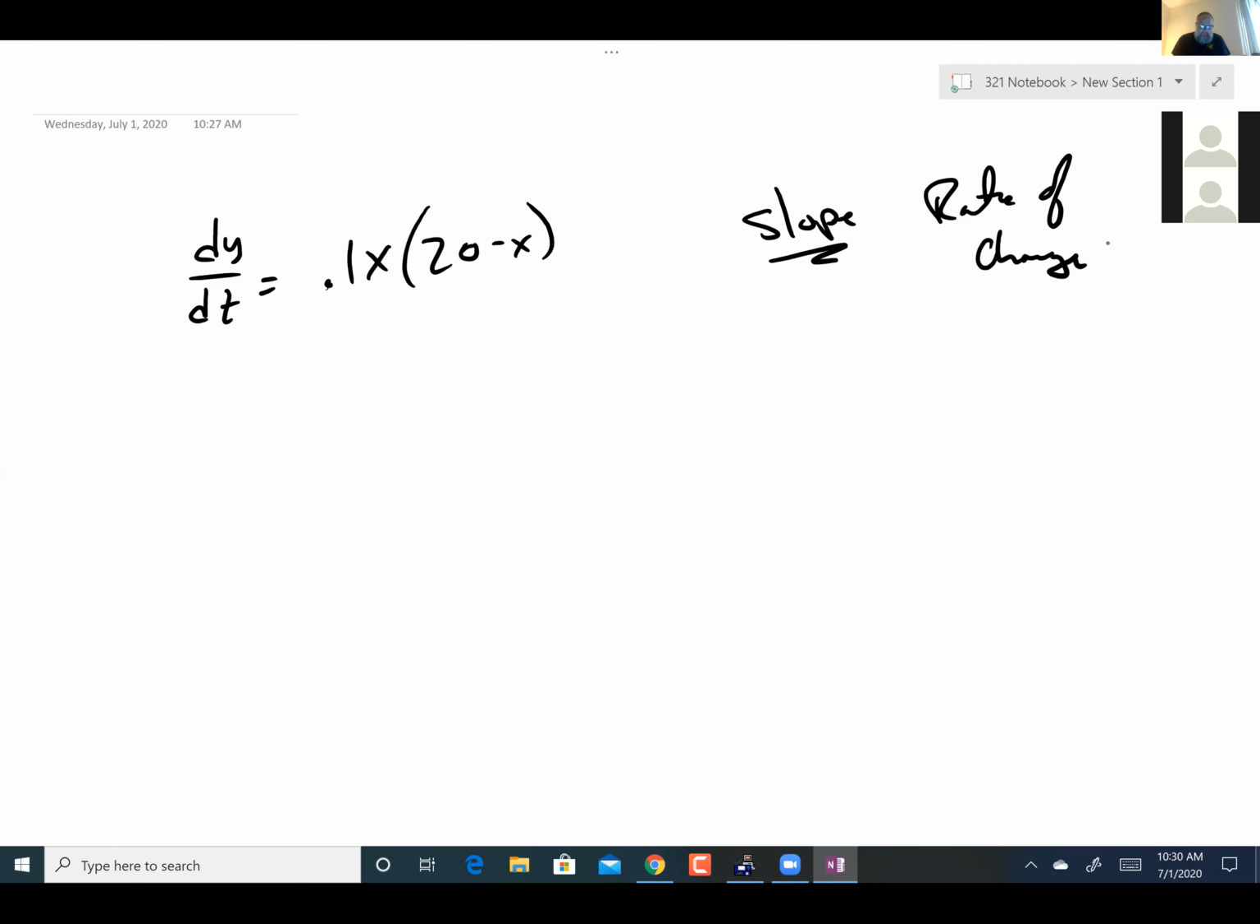There will be times when, obviously, I'm always going to be interested when the rate is 0. Because when the rate is 0, what's happening? Nothing's happening. Well, what would that mean to me? It would mean to me, if it was the case of a population, we would have reached what we call equilibrium.